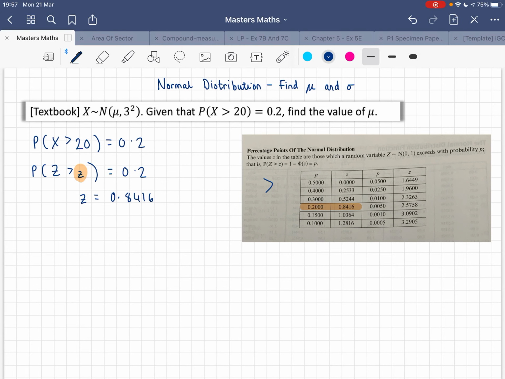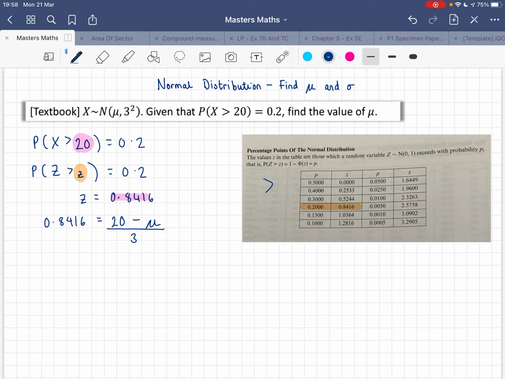So remembering that the code is this value of x minus the mean divided by the standard deviation. And that would give us the value of z, which we've just found is 0.8416. So we have 0.8416 is equal to 20 minus the mean, which is what we're trying to work out, divided by the standard deviation, which in this case is 3. And then we would solve that equation to work out what the mean is.